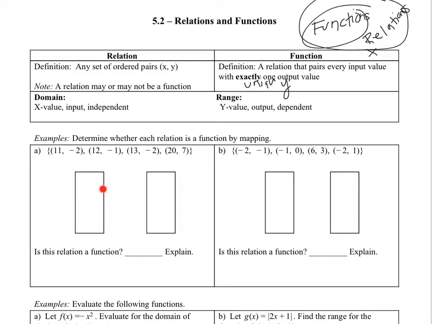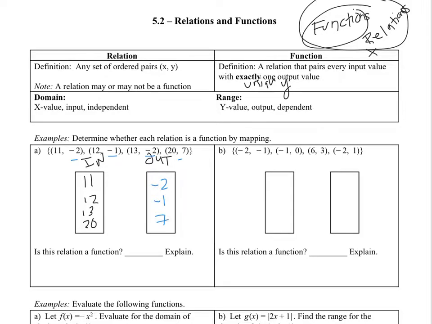So down here, determine whether each relation is a function by a mapping. So I'm going to create a mapping of this. So what I do is I take my x values. First I'm going to write in and out. Then I take my x values and I write them from least to greatest, and I don't repeat. So I'm going to write 11, 12, 13, and 20. Then I'll take my y values and I'm going to write them without repeating. So my least one is -2. I don't need to write -2 again. I have it twice. Don't repeat. Then I'm going to write -1 and 7.